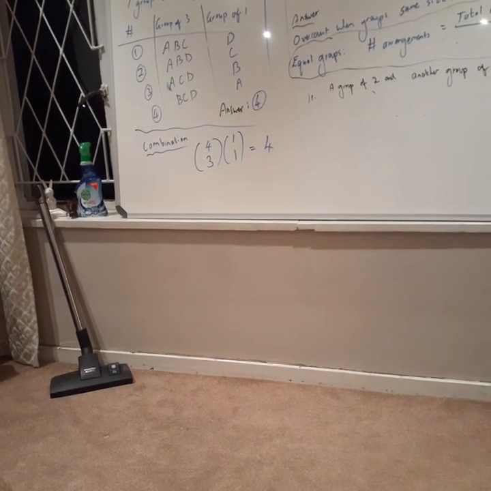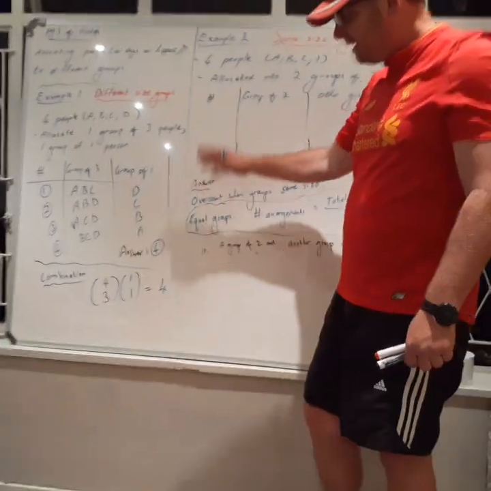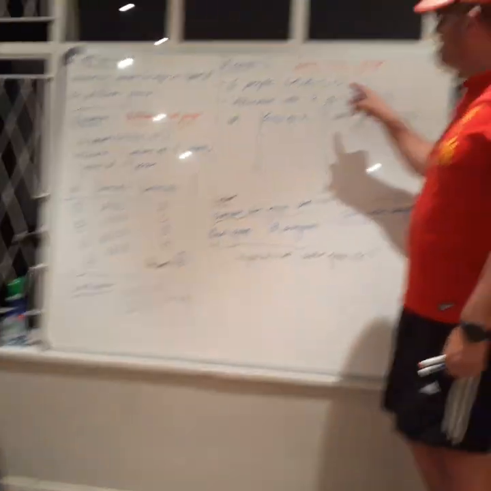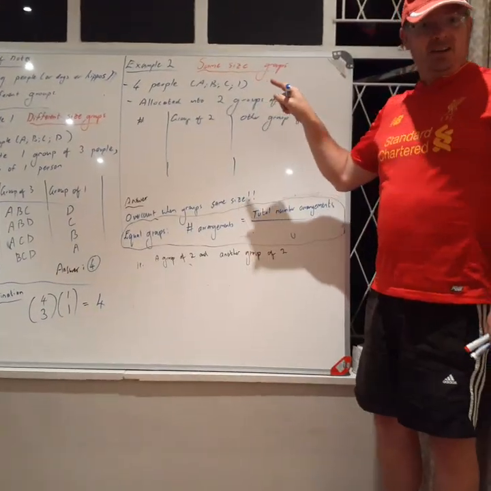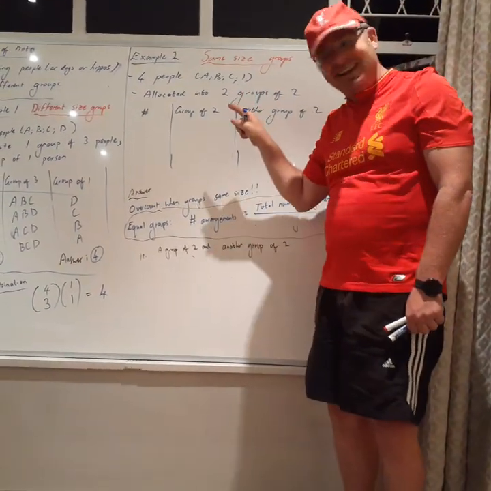Okay. Right, hope that all makes sense. So there's no problems there. Okay, you can see the different groups. What becomes interesting, Brogan McEwen, is when you have the same size groups.